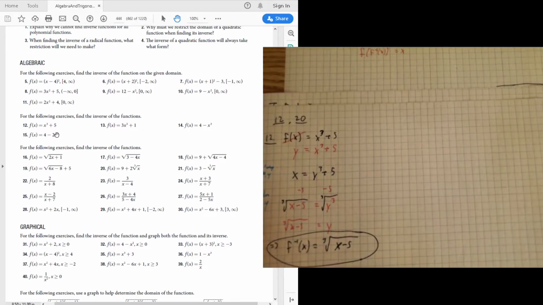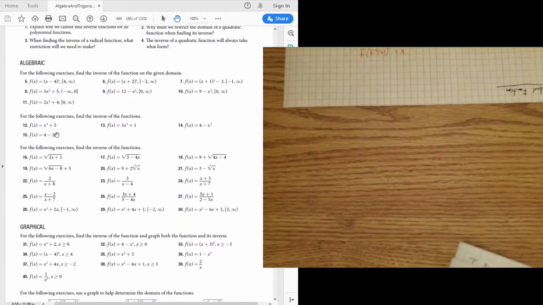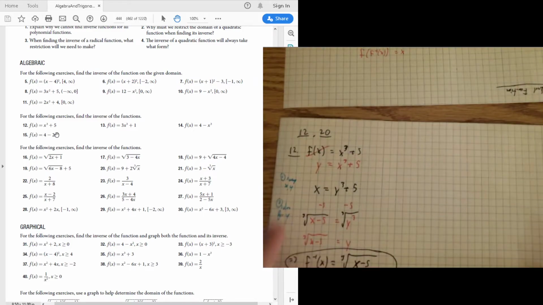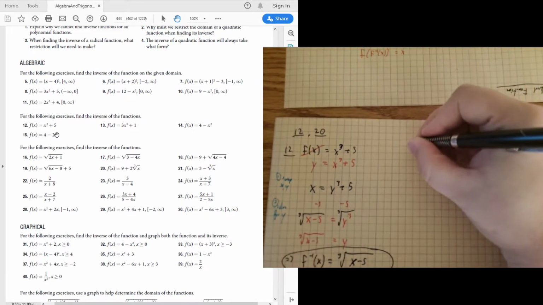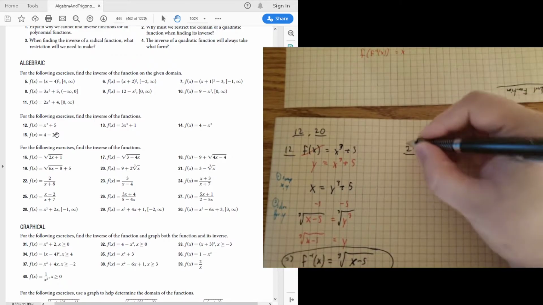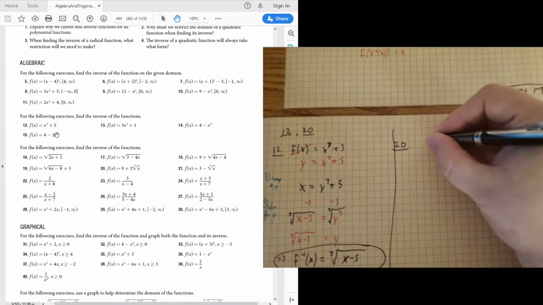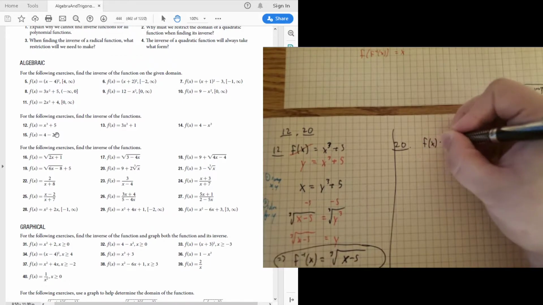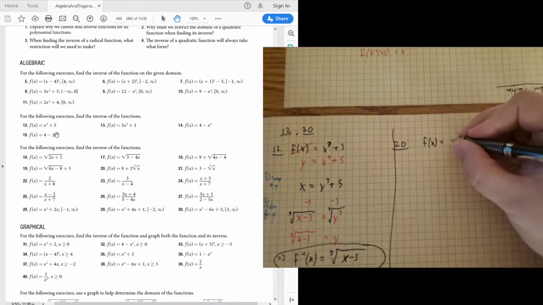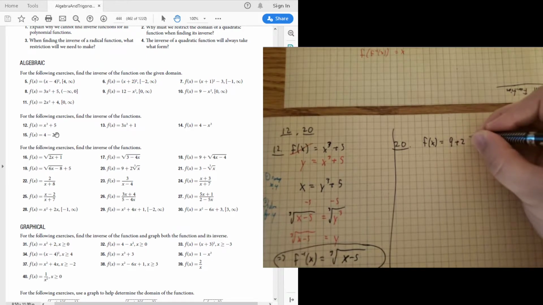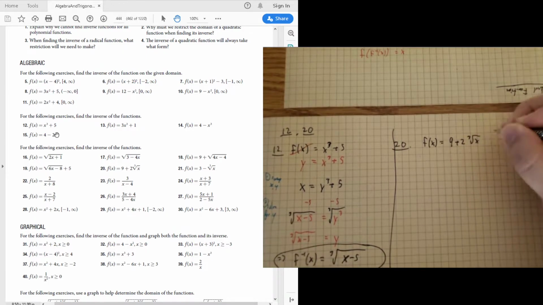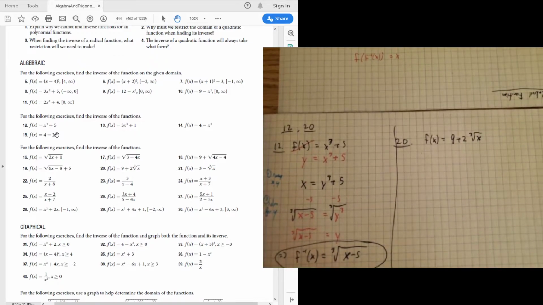Let's compare this to number 20. It's the same basic methods. Note there's going to be a lot of algebra heavy parts today. Okay, number 20. We have f of x is equal to 9 plus 2 cube root of x. Okay, let's do it. We're going to find the inverse. So, step 1.